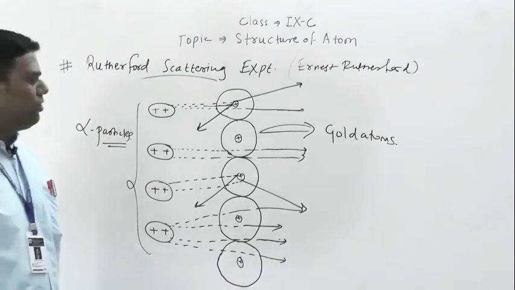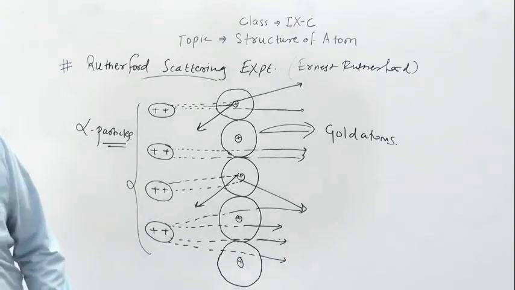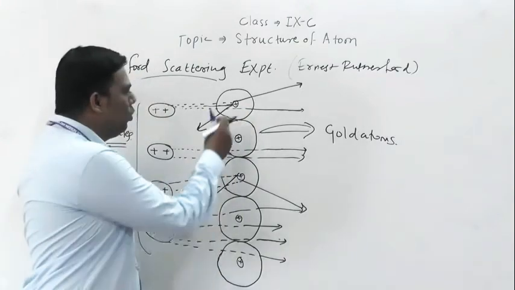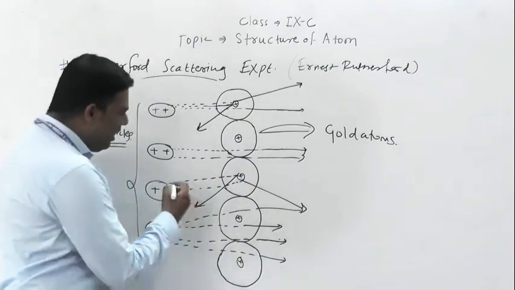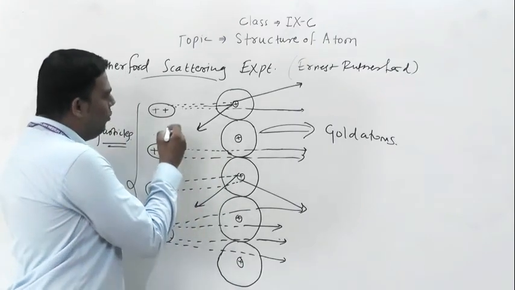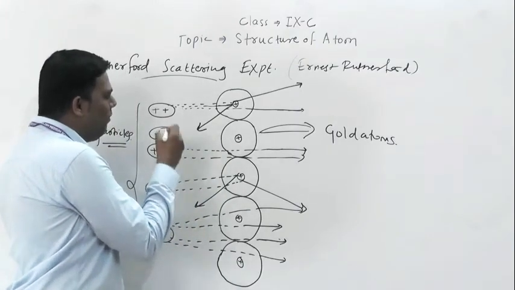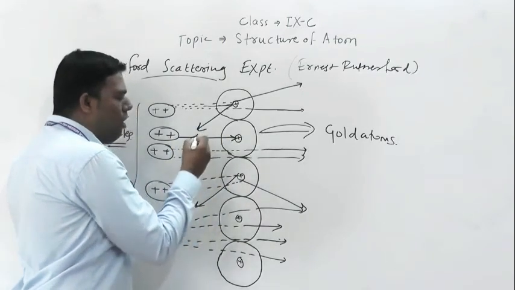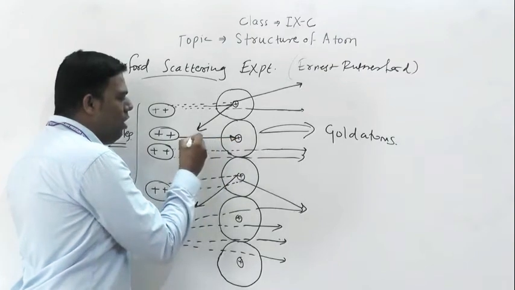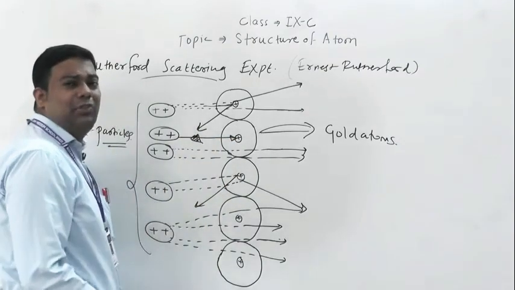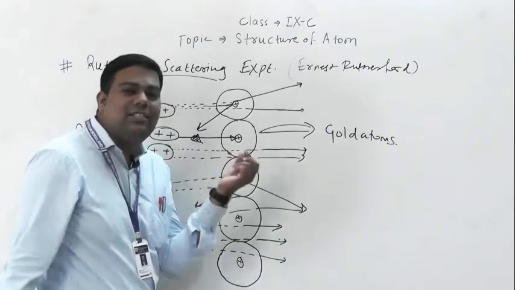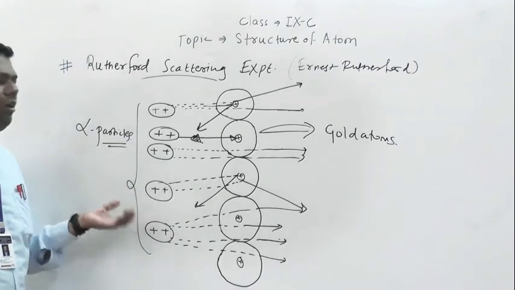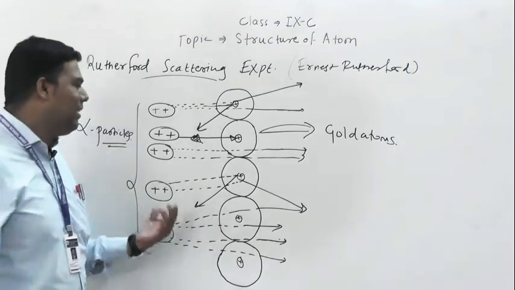Some have large deflection, some have small deflection, and some strike at 90 degrees. Suppose we keep one alpha particle as a source. What will happen? Some will completely rebound like that. Very few alpha particles completely rebound. So these are your observations of the alpha scattering experiment.